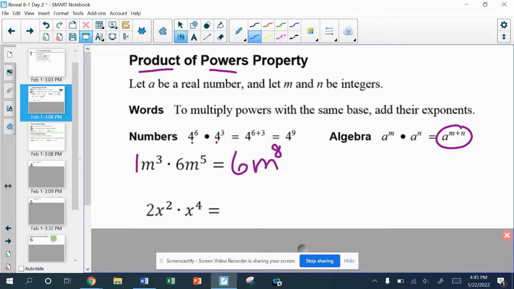Here I have 2x squared times x to the 4th, and once again, we can sneak a 1 right there. 2 times 1 would be 2. X squared times x to the 4th would be x to the 6th power.